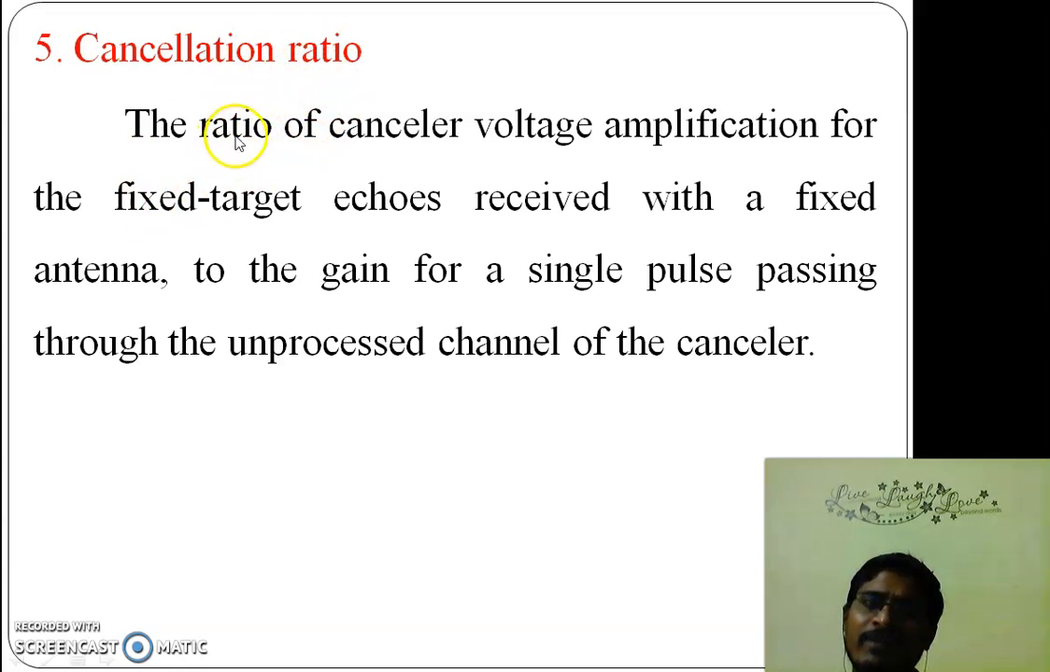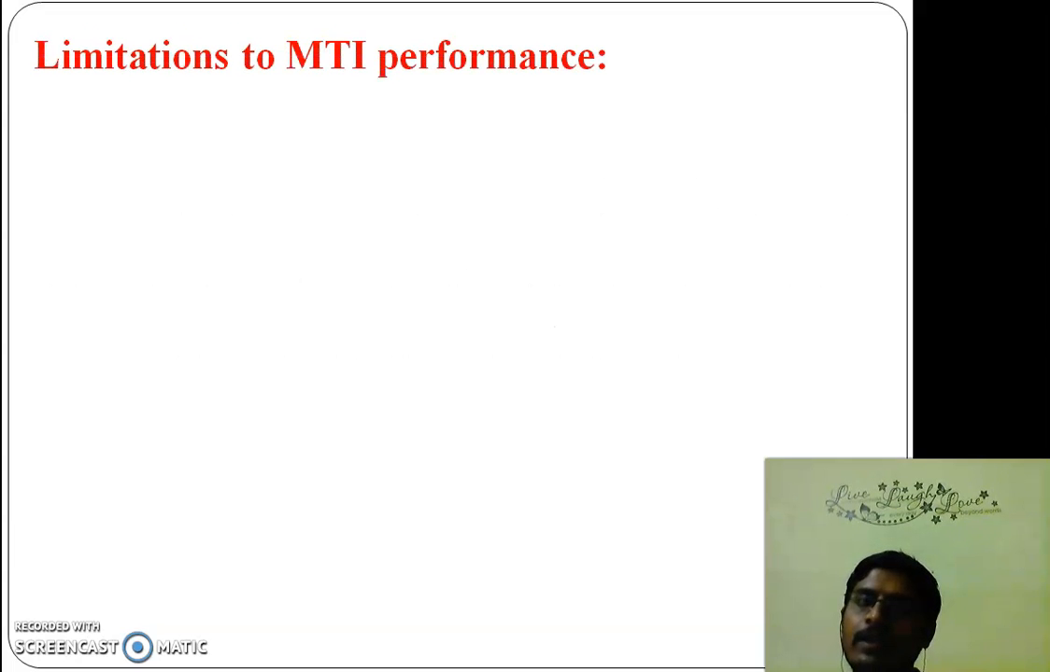All these are the parameters of the MTI to estimate the performance of the MTI radar. By seeing these parameters, we can judge the performance of MTI radar. Limitations to MTI performance. What are the limitations? Factors that limit the performance of MTI radar: instabilities of transmitter, instabilities of receiver.